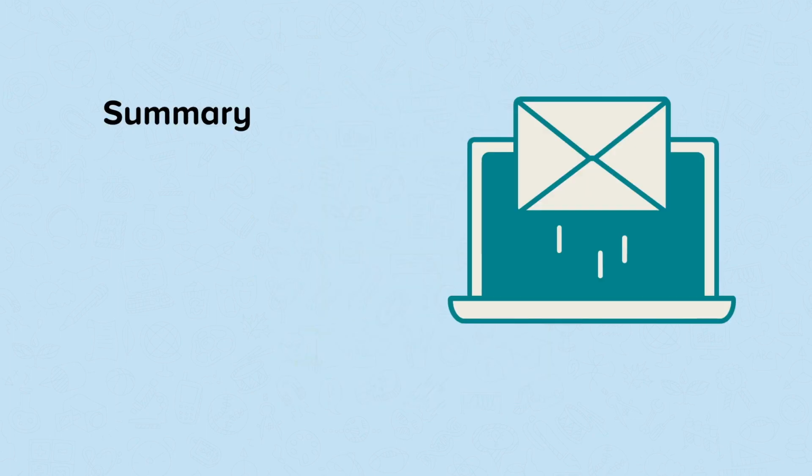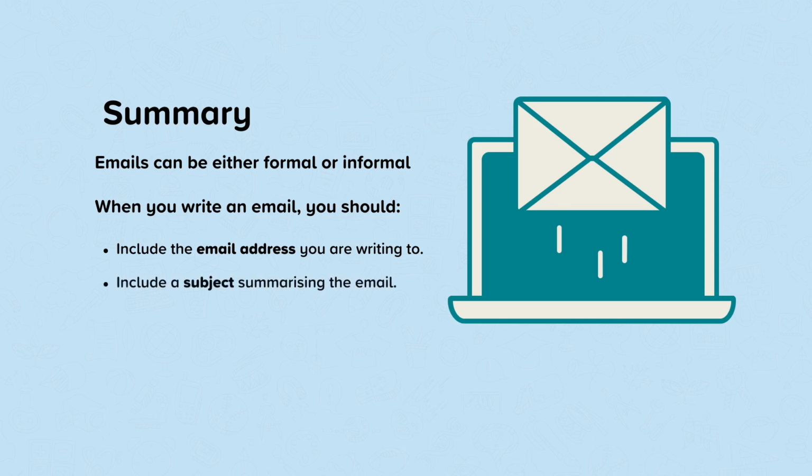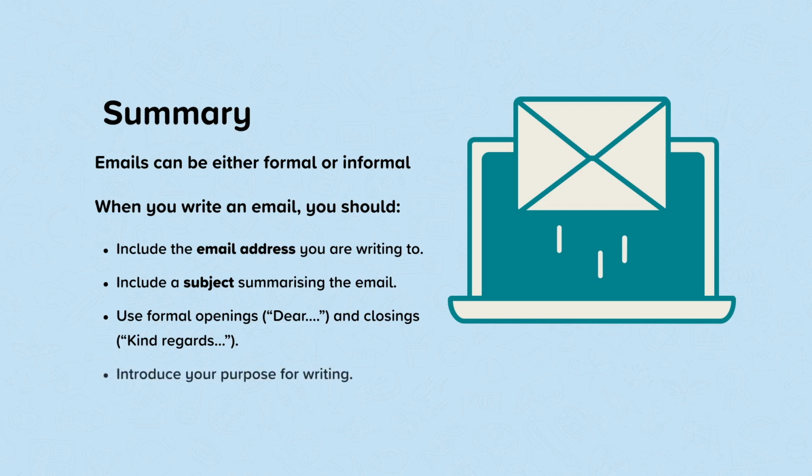Let's summarize by looking at everything that we've learned. Emails can be formal or informal, and it's important to use appropriate language. When you write emails, you should include the email address you are writing to and from. You should include a subject summarizing the email. You should use formal openings and closings, such as "Dear" and "Kind regards," when appropriate. And you should introduce your purpose for writing.